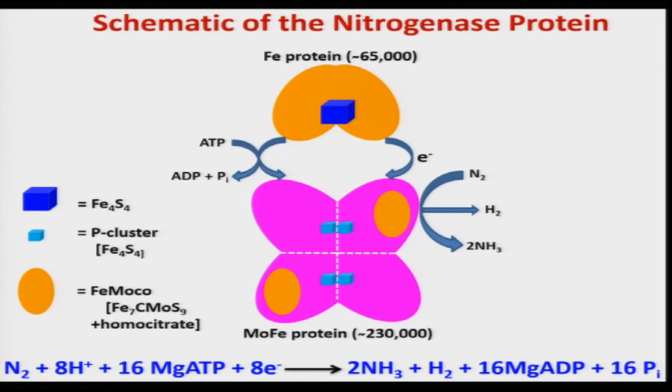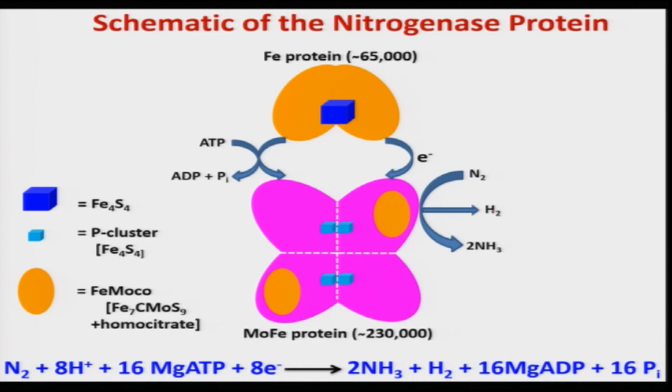And this P cluster stores these electrons and gives electrons to the iron molybdenum cofactor for its reduction of dinitrogen to ammonia. As I have already informed, during this process hydrogen is also being produced. It is not known clearly how hydrogen is getting produced during this process. What is the use of that?